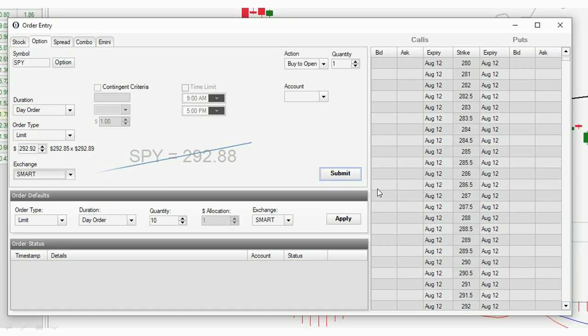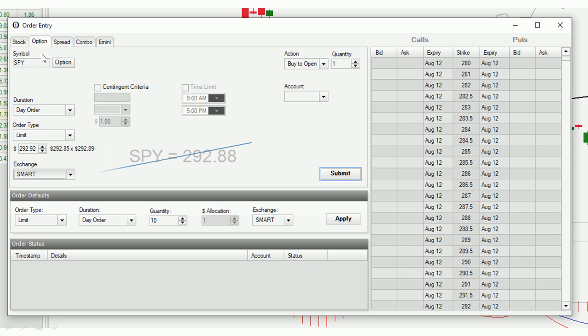So when you do that, you're able to see the order entry screen. And so you can trade stock, options, spreads, combos, E-minis through the platform. Tradier doesn't offer E-minis. Interactive Brokers does, so you can trade E-minis through the order entry interface.